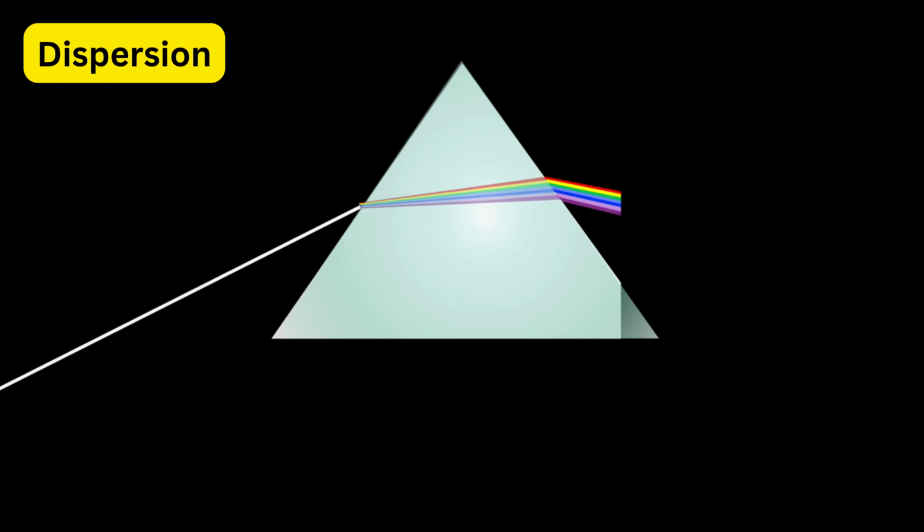Dispersion. Dispersion is the phenomenon where white light splits into its different colors when it passes through a transparent material like a glass prism.